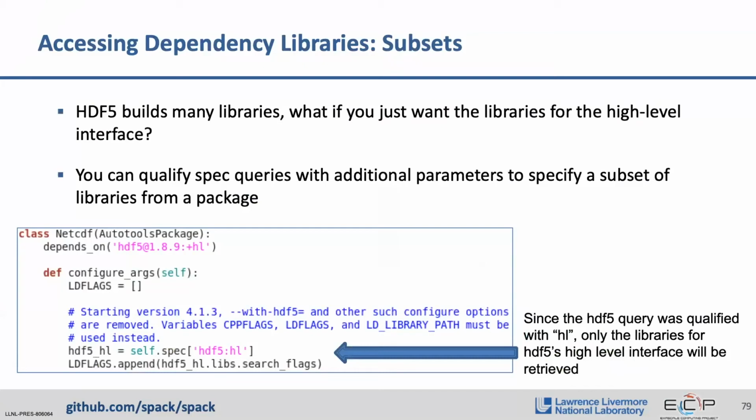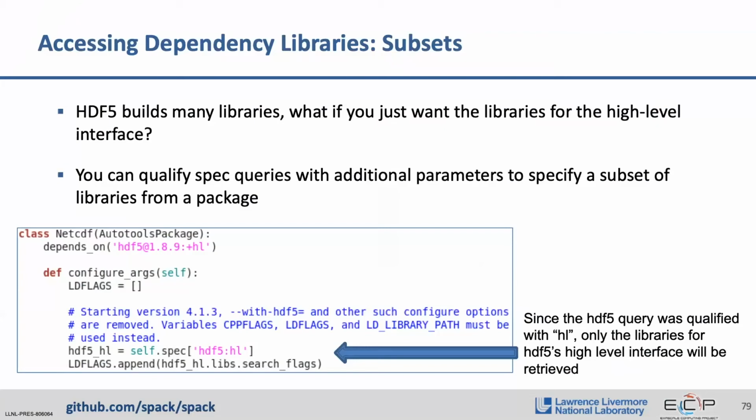And so I'm not going to get into the details of this, but we provide a way for you to subscript the dependency with a colon. So you can say self.spec['hdf5:hl'], and then it's going to give you a subcomponent of HDF5. And that works pretty much the same way that the BLAS and LAPACK provider interfaces do. It's just providing you a subset of libraries for the package itself. There's no virtual interface involved here. Any questions on that? And so some packages support this, some don't.